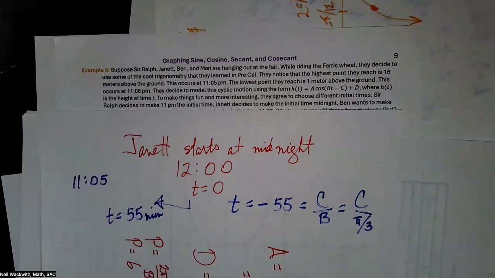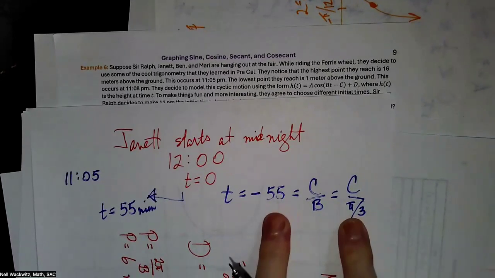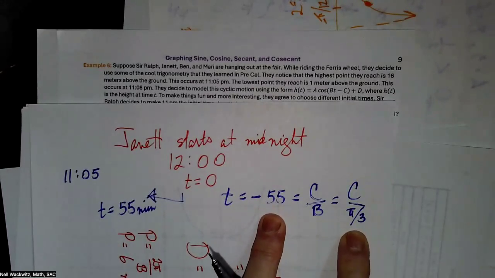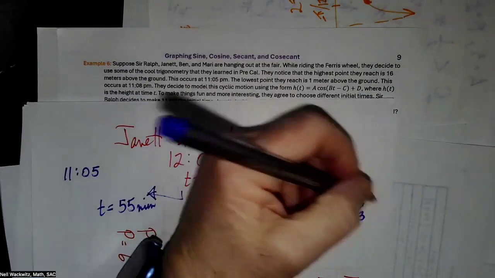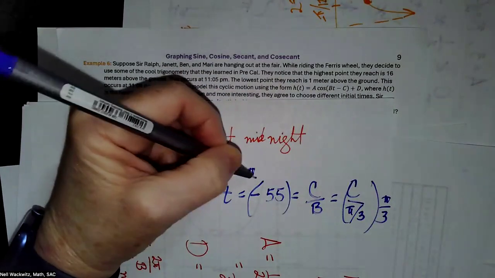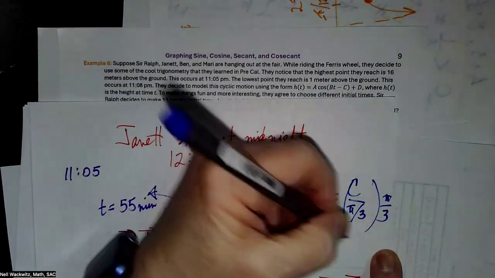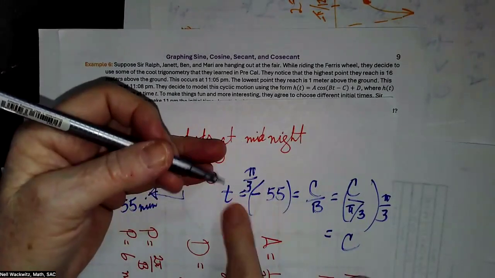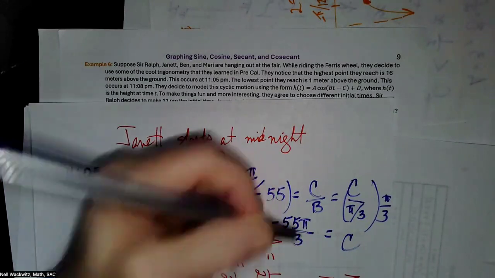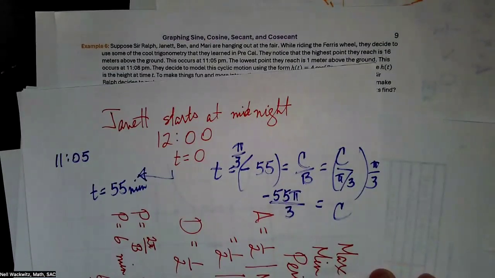So I think we have time to finish this one. What can I do if I've got negative 55 equals c over pi over 3? Let's see. Multiply by the inverse of pi over 3. Good. Because we're looking for C right now. Yes, that's right. So on the right, we've got c. On the left, we've got negative 55 pi over 3. It's not a beautiful number, but it's correct.